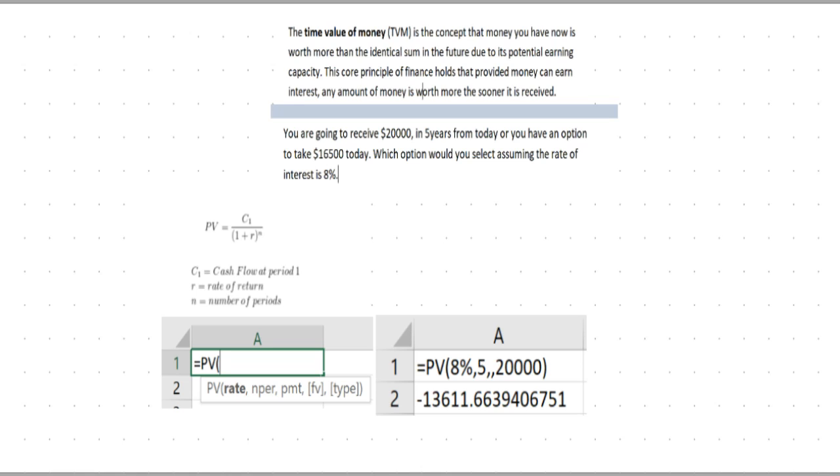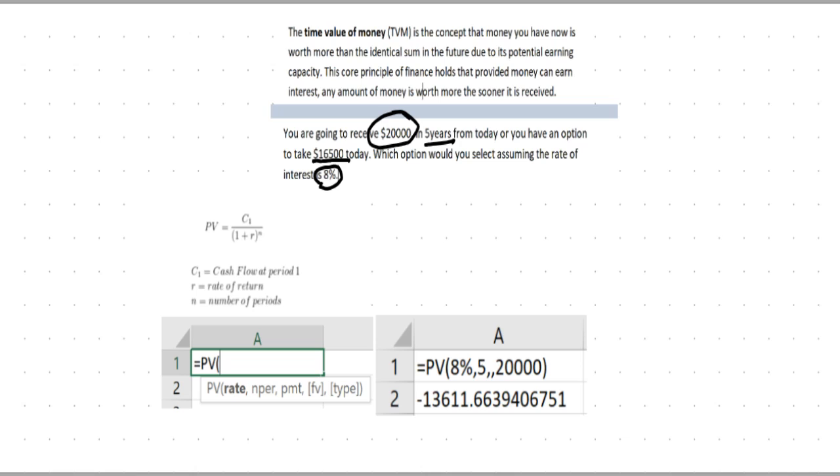So let's understand how to calculate the present value. We will start with an example. You are going to receive $20,000 in 5 years from today. Or you have another option to take $16,500 today. Which option would you select, assuming the rate of interest is 8%? Okay, so you have two options. One will give you $20,000 in 5 years from today, and the other you can get $16,500 today. And the rate of interest you can earn is 8%. So which option are you going to select?